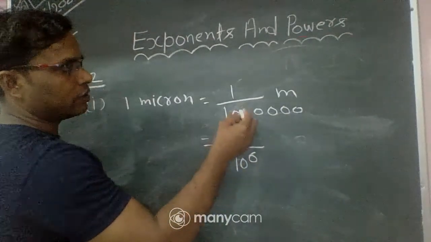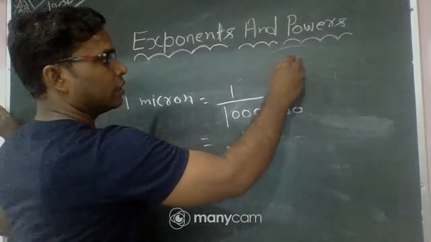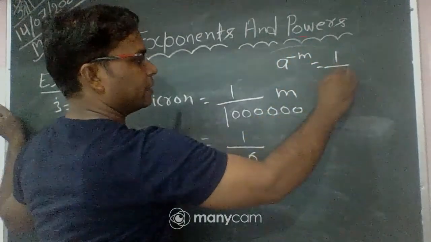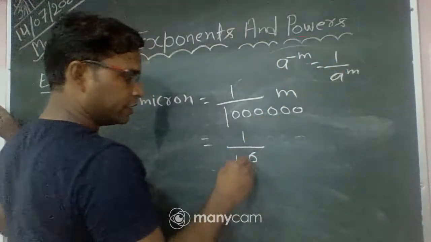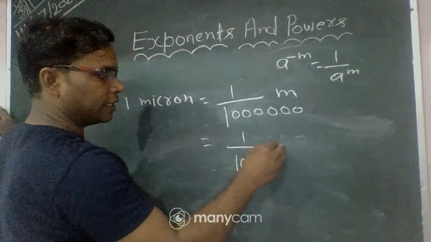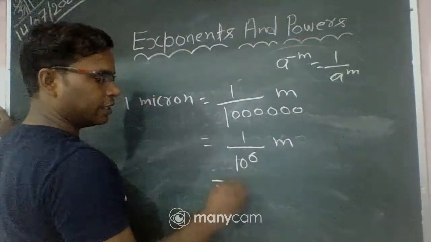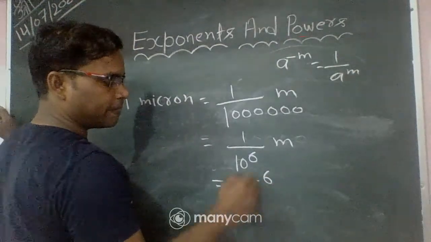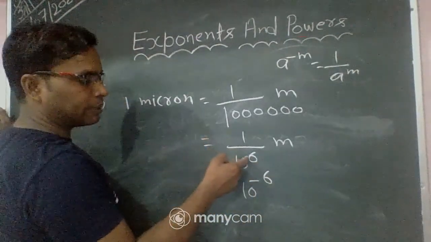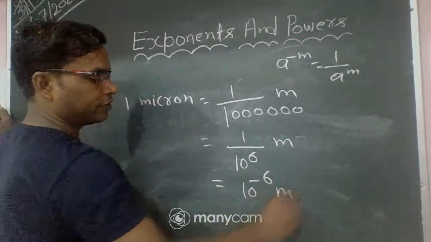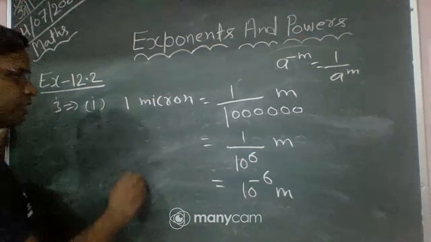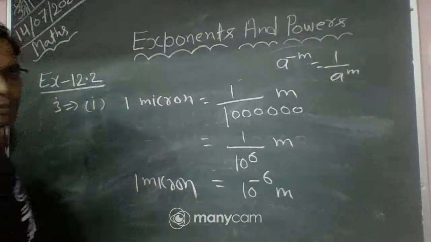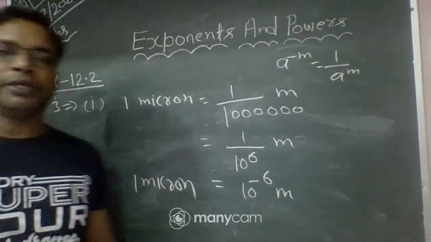You know this formula: a to the power minus m is equal to 1 upon a to the power m. Here this is in the denominator with a positive power, so to write it in micrometer form, write it like this: 10 to the power minus 6. If it goes up, its power becomes negative. In this way you find 1 micron is equal to 10 power minus 6 meter. Clear?